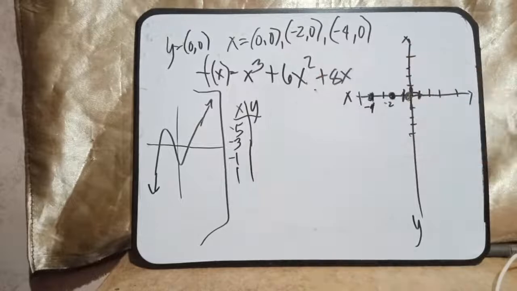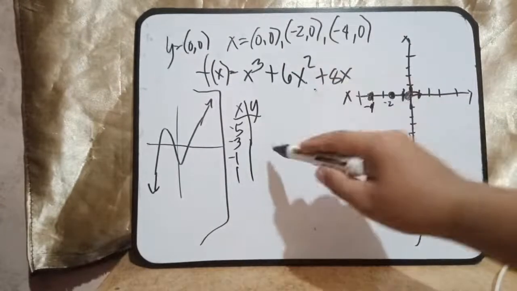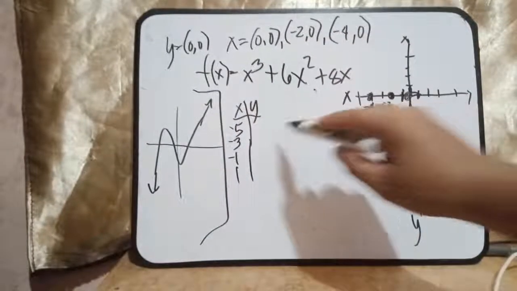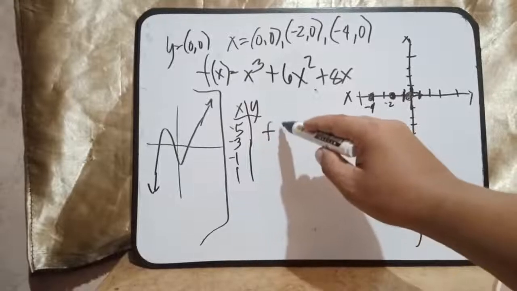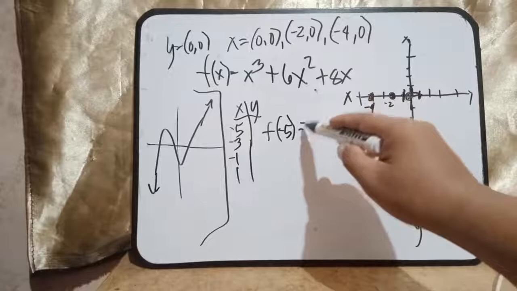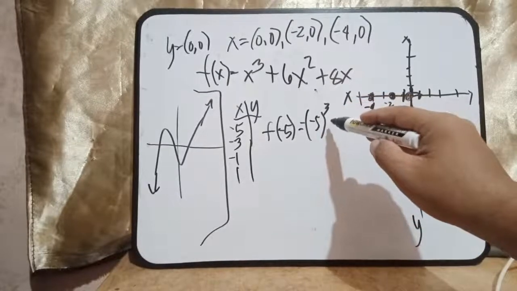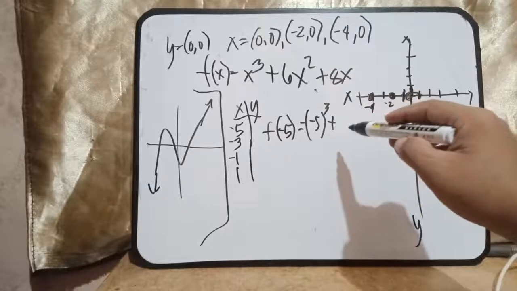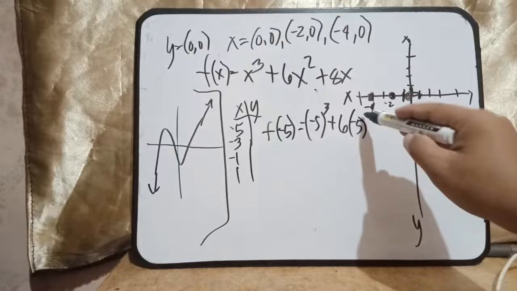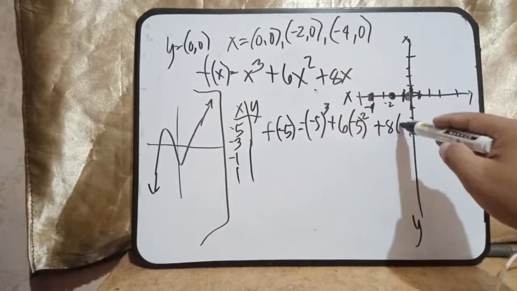Ang y na naman ang hahanapin natin. Okay, paano? So paghanap ng y, you have to substitute the value of the following in this polynomial function. Okay, so madali lang siya. f of x, so f of negative 5 equals negative 5 raised to the power of 3 plus 6 times negative 5 raised to the power of 2, then plus 8 times negative 5.